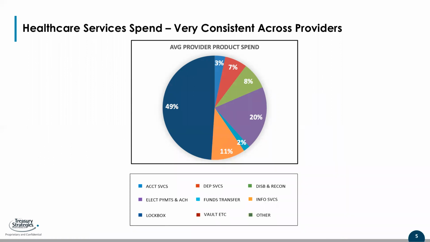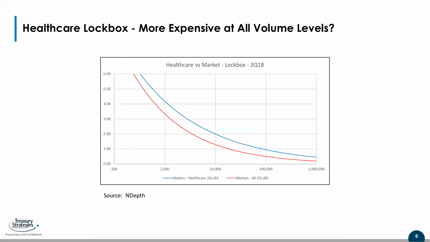Now let's move into some specific services. The first service we'd like to talk about is Lockbox. A couple of things to point out on these charts, which come right out of NDepth. Notice, first of all, the horizontal axis is volume. The vertical axis is all-in price at a product family level. So when we look at these prices for Lockbox, we're looking at the per item charges, the account maintenance charges, the imaging charges, the matching charges, the EOB charges, everything that you're buying in conjunction with the Lockbox.